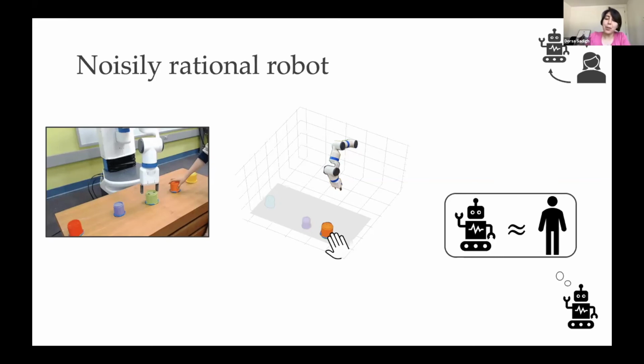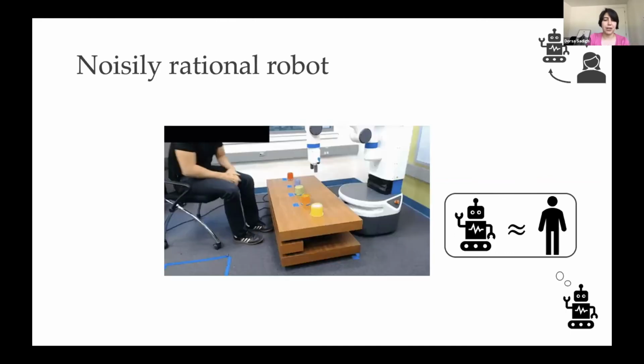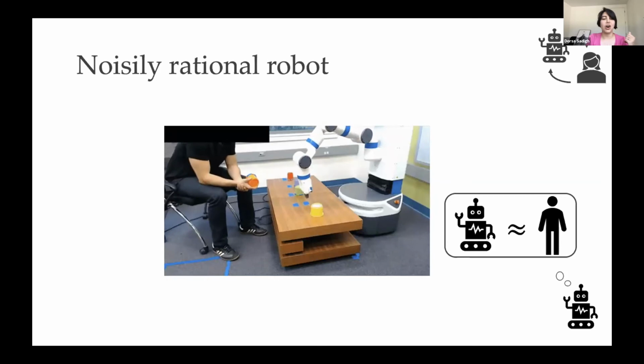And if you have a robot that models the human as a noisily rational human, then that robot wouldn't realize that, and it would go for the same cup that the human goes for, and then the robot needs to replan and go back around and pick up a different cup. You see this in action here? Roberto goes for the orange cup, the robot also goes for the orange cup, and it comes out empty-handed.